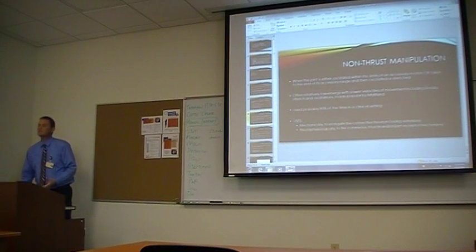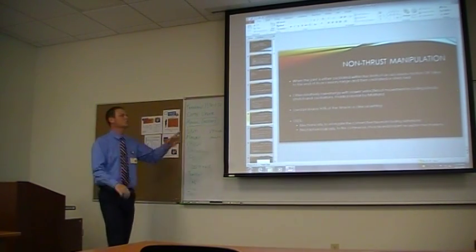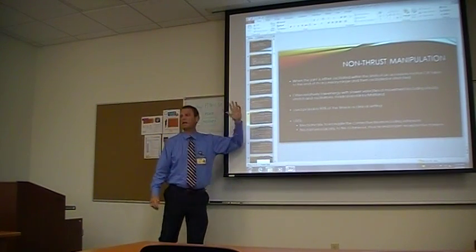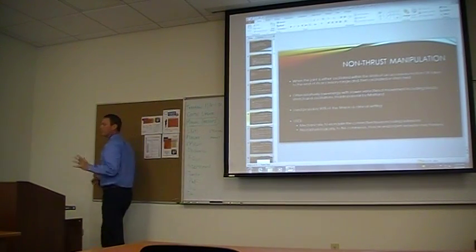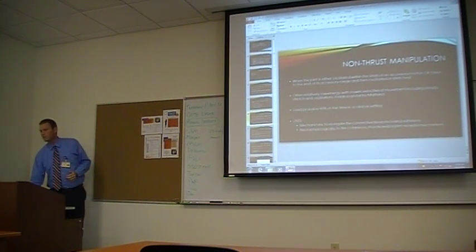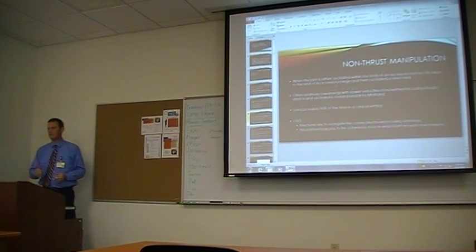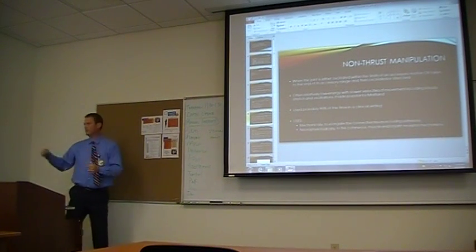Non-thrust manipulation. This is what, as PTs, PTAs, on peripheral joints, we do probably, this said, like 90% of the time. Very few times are we doing thrust manipulations. So this is where the joint is either oscillated within the limits of accessory motion or taken to the end of the accessory range and oscillated or stretched. And I've got, where's my little handout? You'll see that in a second.